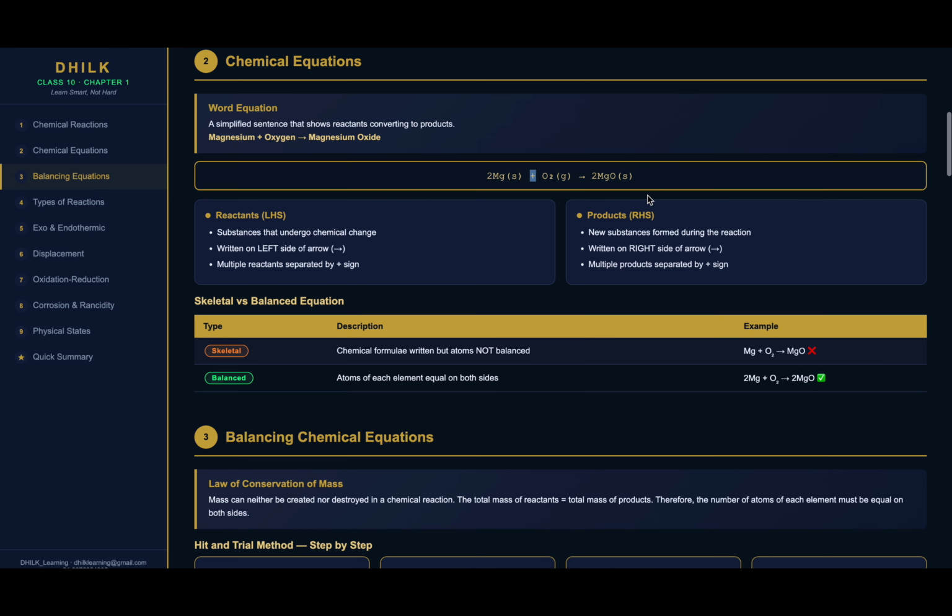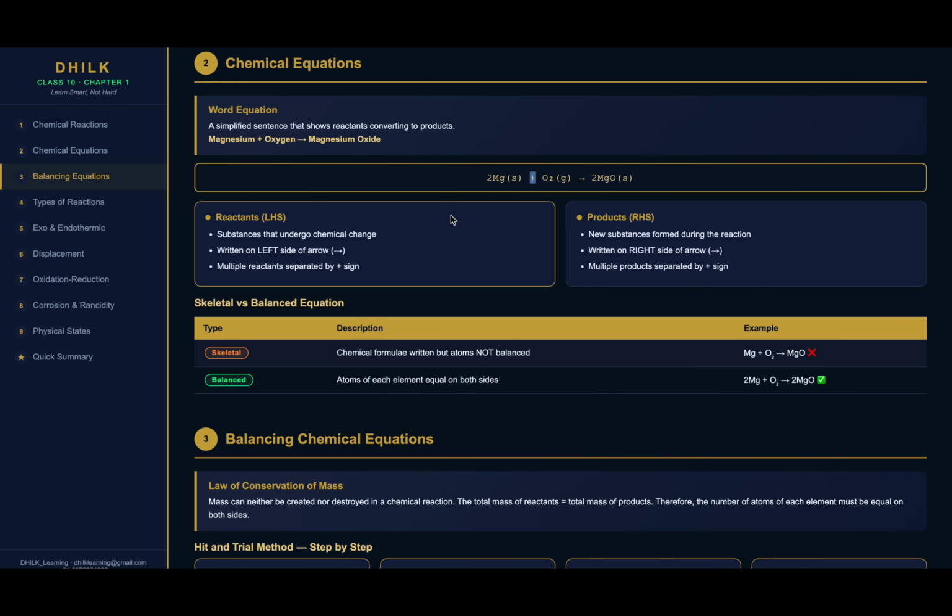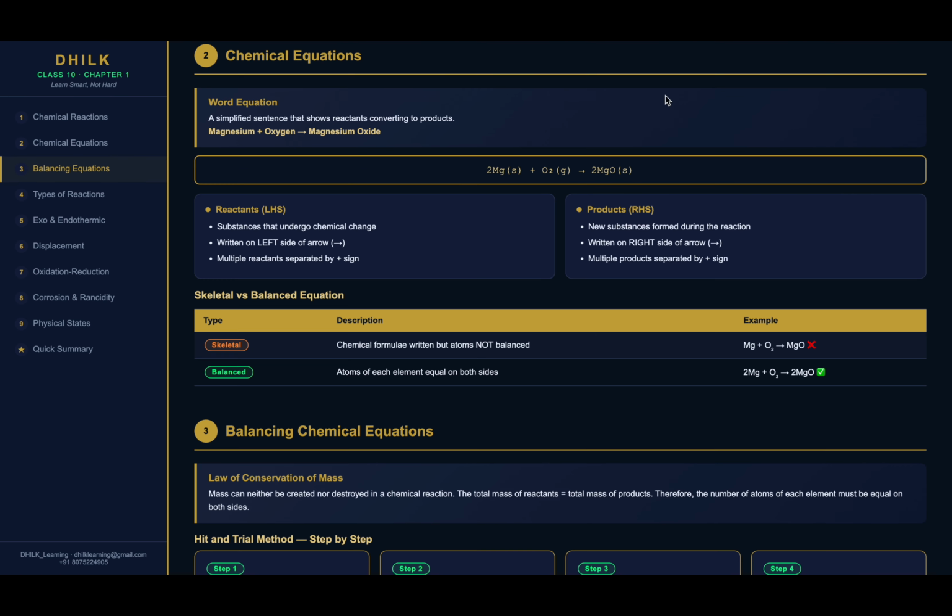Now, there is something very important. There are two types of equations. One is called a skeletal equation and the other is called a balanced equation. A skeletal equation is one where we just write the chemical formulas of the reactants and products, but we do not check if the number of atoms is equal on both sides. For example, Mg + O2 → MgO. This is a skeletal equation. It looks fine, but it's actually wrong because the atoms are not balanced. On the left side, we have 2 oxygen atoms, but on the right side, we have only 1 oxygen atom. The number of magnesium atoms is the same, but the number of oxygen atoms is not balanced. So the atoms are not equal.